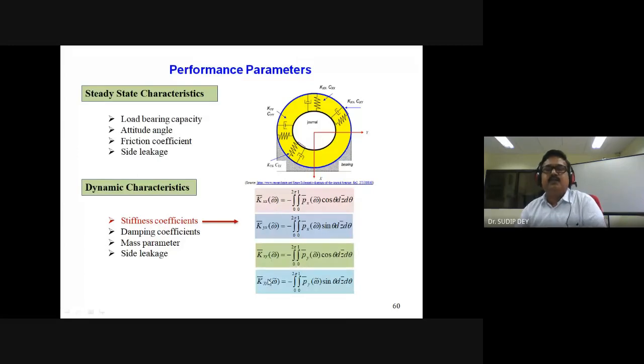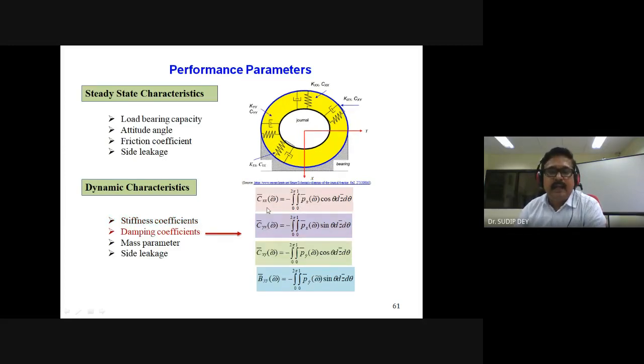Now you can ask why these four parameters come up. Because we have considered x and y directions, and the z direction will be just normal to this plane. Along the z direction the effect is negligible, so we have neglected it. Considering along x and along y, along xx one value will be the stiffness. The influence of x on y is kyx, the influence of y on x will be kxy, and y on y will be kyy, and subsequently we get the four stiffness coefficients here.